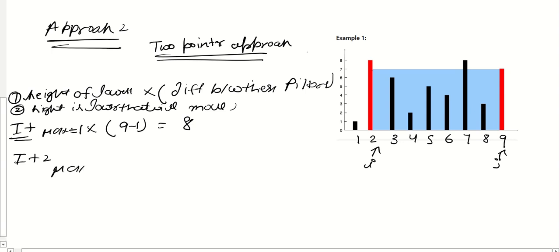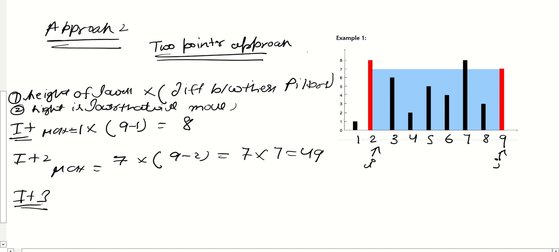Our max will be the height of the lowest. In this case the ith height is 8 and the jth height is 7. So this will be 7 into the difference between these two, which will be 9 minus 2. So 7 into 7, sorry, 7 into 7 will be 49. So our max will be 49. Let's see iteration 3, it will give clarity.